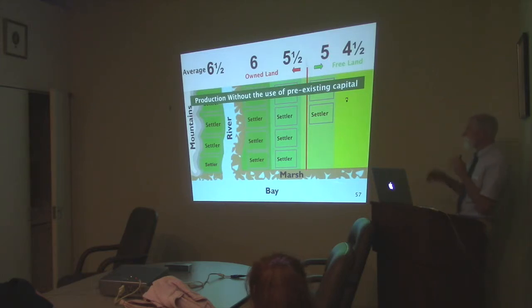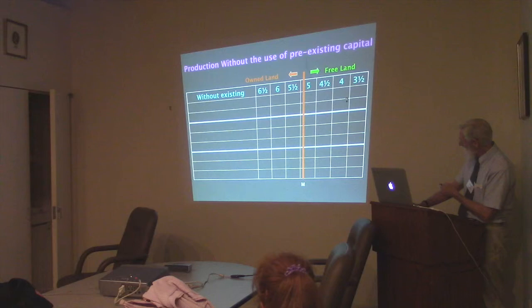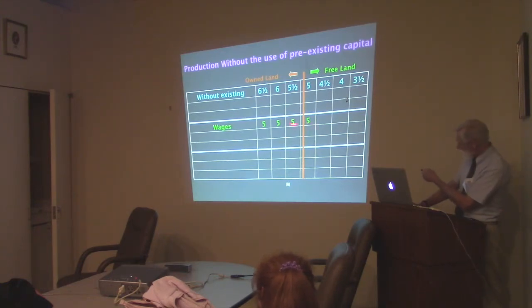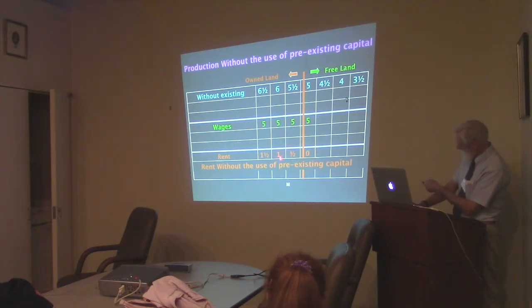So you see how it says production without the use of pre-existing capital. I go to the free land and I first have to either make a plow myself or produce something that I can trade for one before I can start farming. I've got to accumulate the capital to farm. So, without pre-existing capital, I can produce 5 on the free land, 5.5 on the next best grade, 6 and 6.5. And there it is in my graphic form. And if that were the case, then wages would be 5 on all land. Let's make it plausible, a little more than 5, because 5 is what I can produce where land is free. And rent would be 0, 0.5, 1, 1.5.